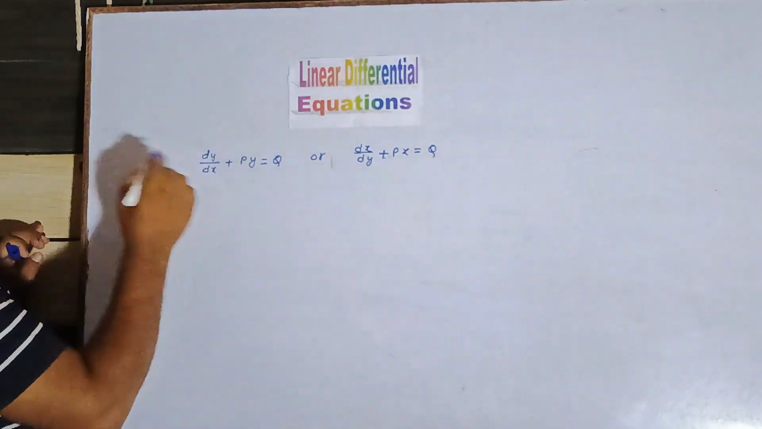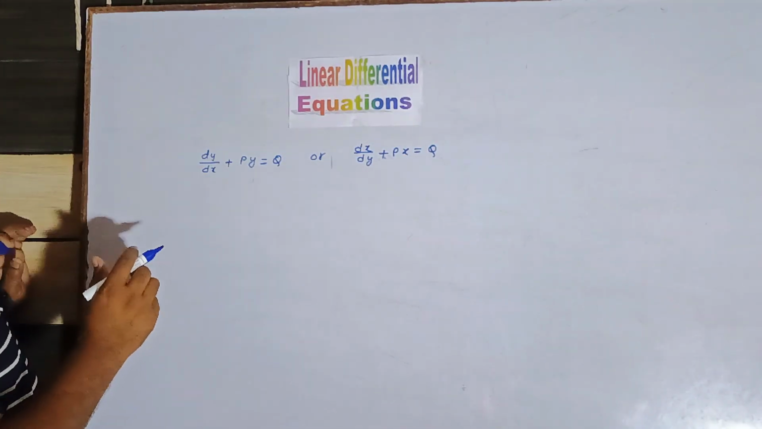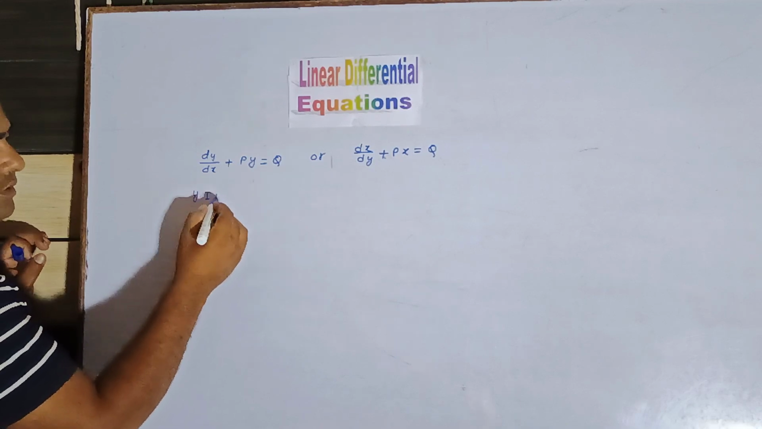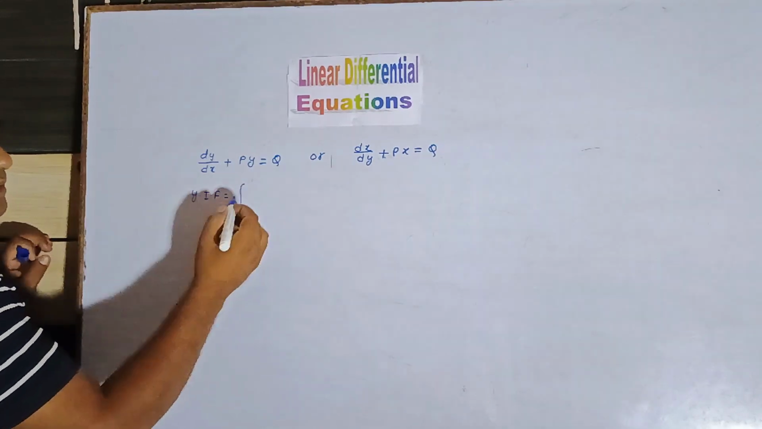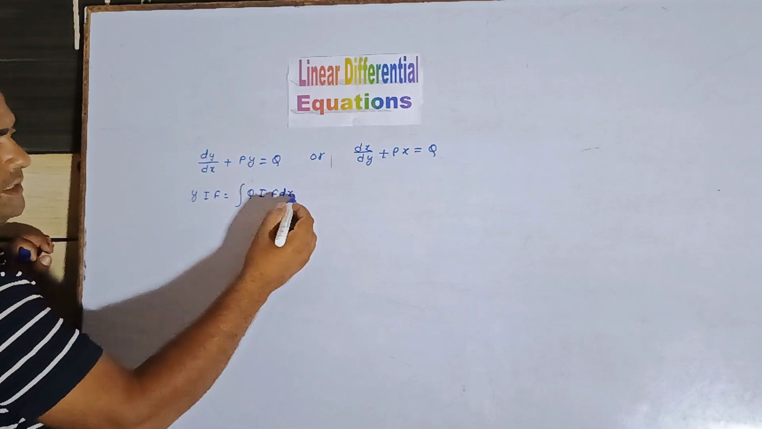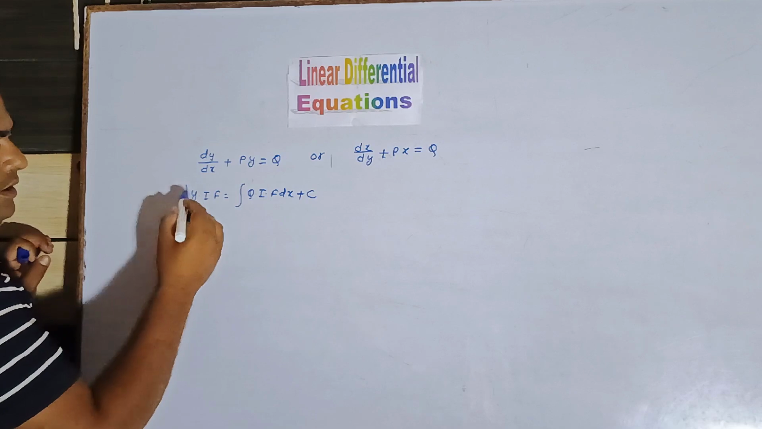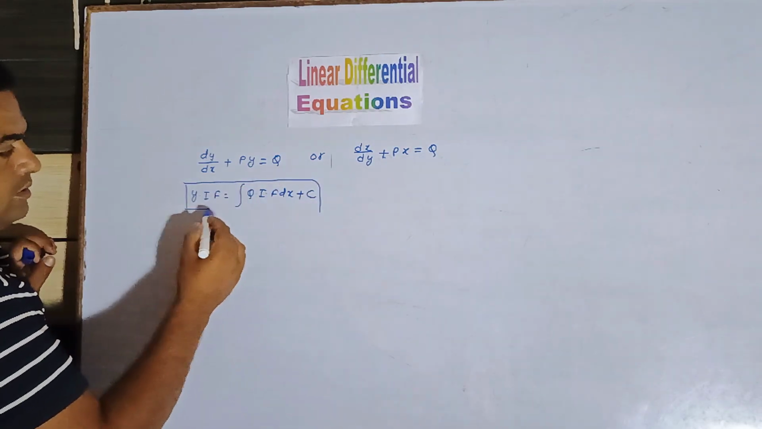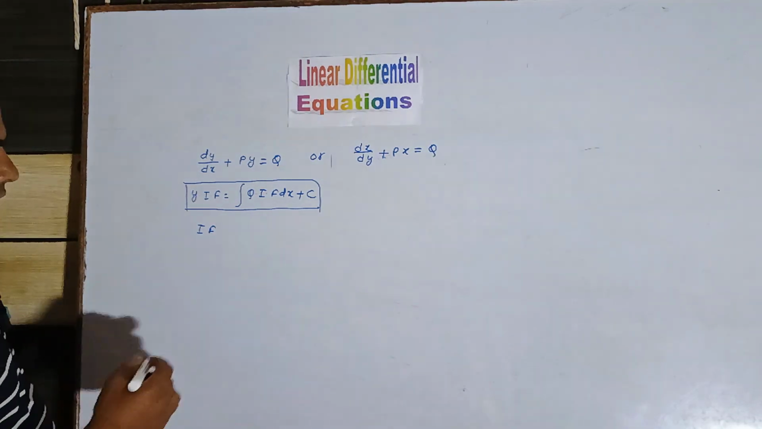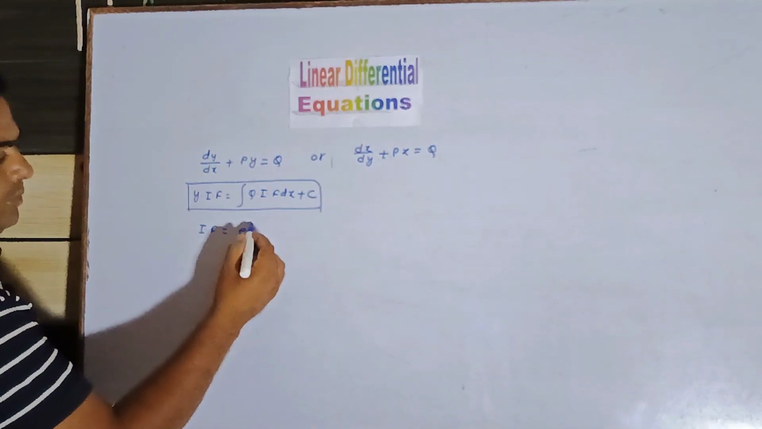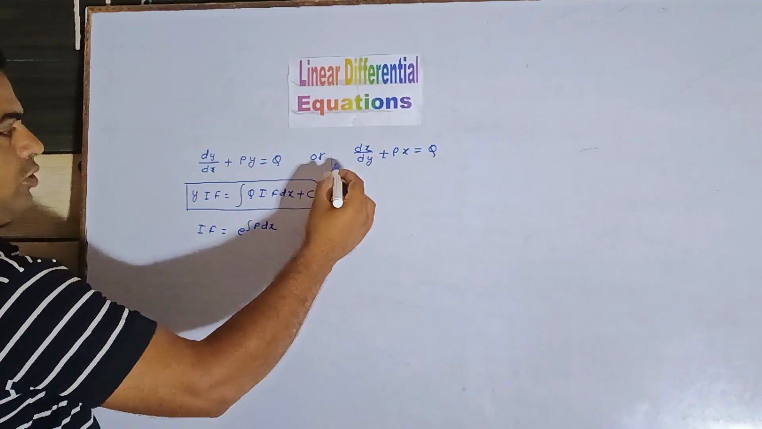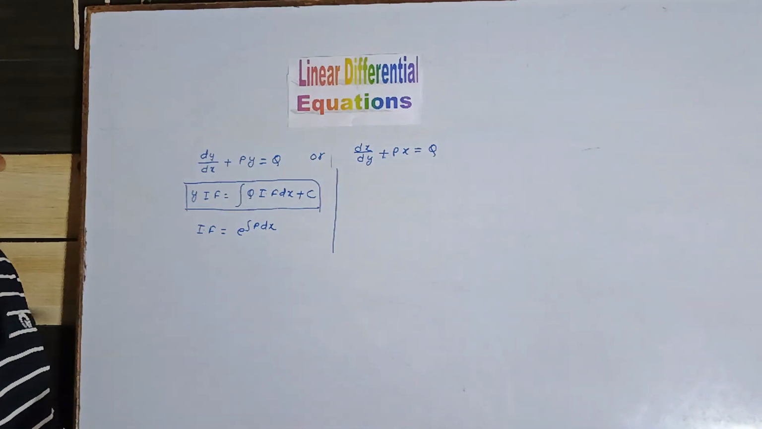The solution of the first linear equation will be y into IF is equal to integral of q into IF into dx plus c, where IF means integrating factor, and its value will be e to the power integral p dx. Correct?